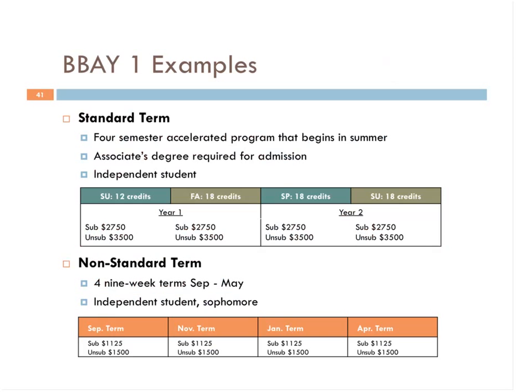The second example is a non-standard term. You have 4 9-week terms, September to May. Again, an independent student, sophomore. And again, you can see how the financial aid is distributed across the different terms.